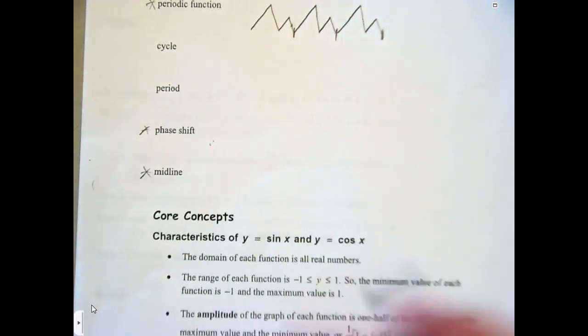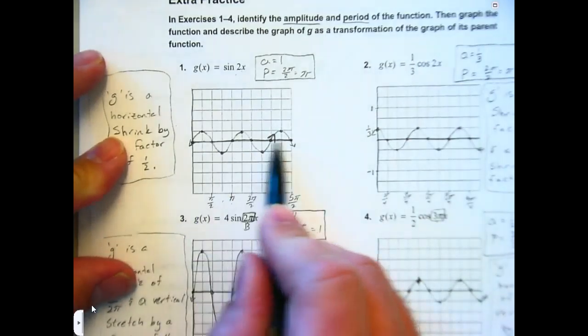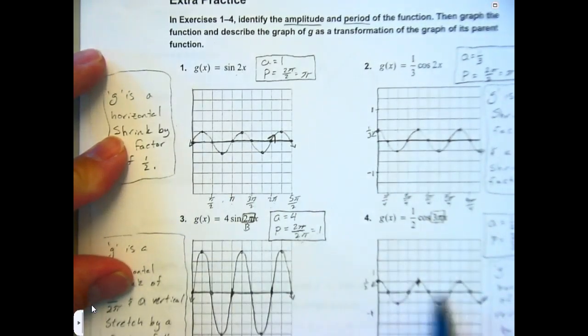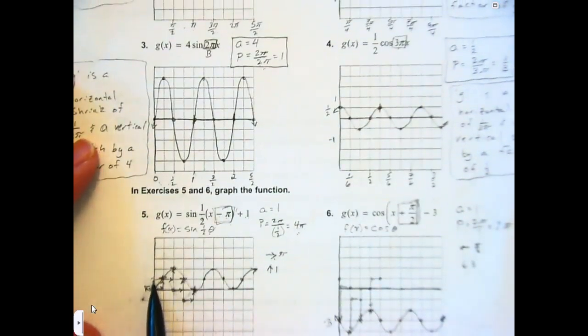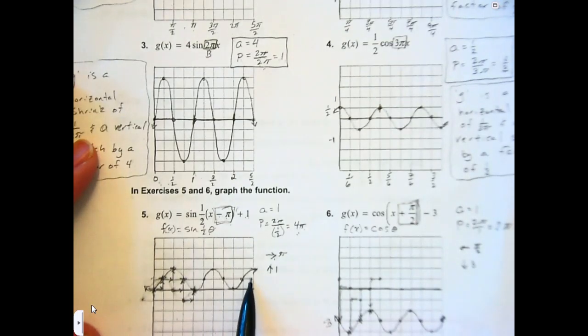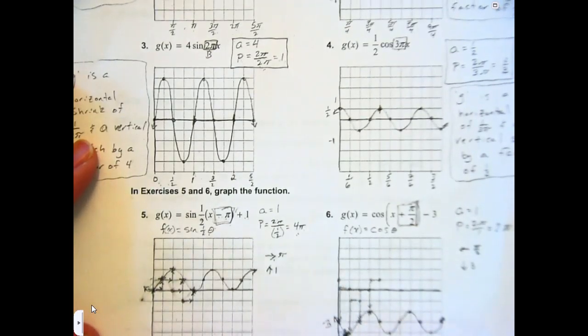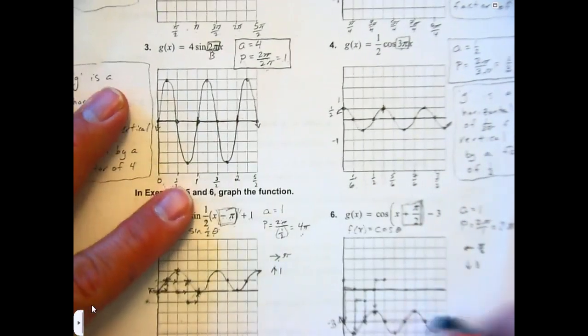And the midline is just what it sounds like. It is the middle line. So if you take your sine or cosine curve, this line is your midline. This line is your midline. That line's your midline. Now, when your graph shifts up, that's now your midline. And when your graph shifts down, this is your midline. So it's the line, I guess you could say, that runs horizontally and cuts your function in half. That is the midline.